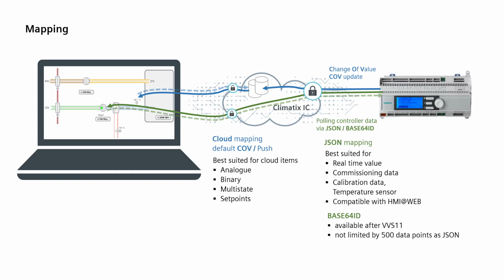JSON and base64 ID are best suited for analog data points, in order to display their near real-time value which may otherwise be hidden behind a COV threshold. However, if the controller is offline, then no value will be shown. Choose the appropriate mechanism depending on the purpose of use. The scope engineering tool can be used to assign the data points to the web graphic elements.